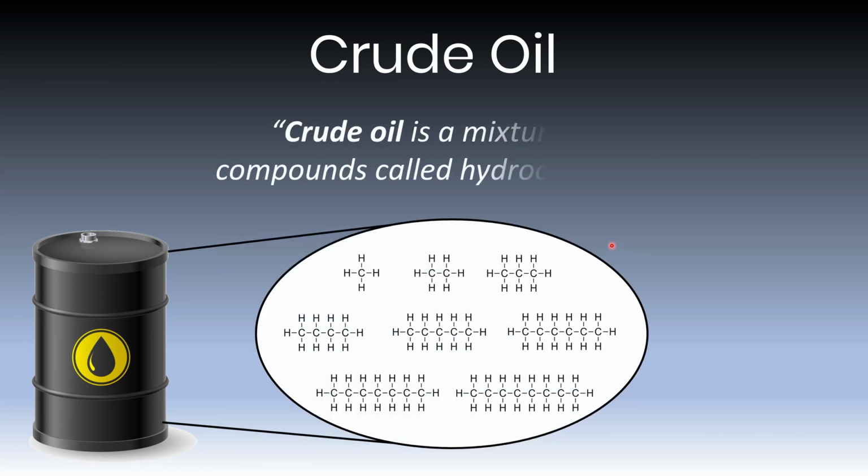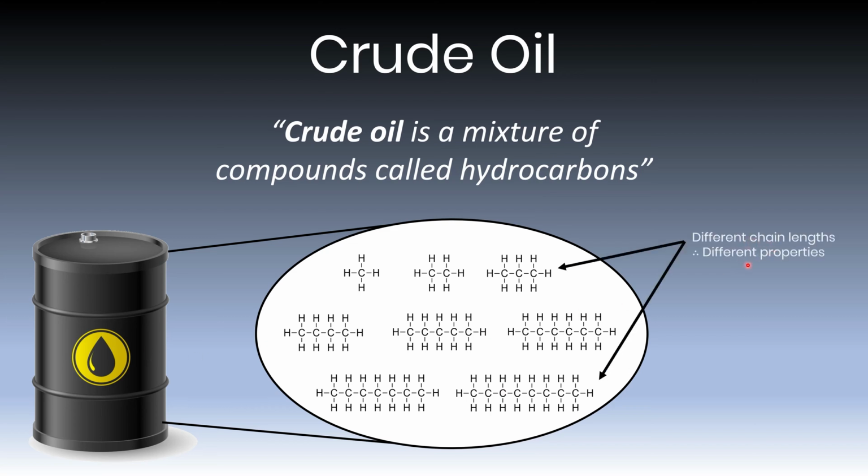Remember that crude oil is a mixture of compounds called hydrocarbons. And because it's a mixture of those hydrocarbons, we're going to have all of the different chain lengths present in the crude oil. The different chain lengths each bring with them different properties. So within crude oil, we're going to have some chain lengths that are shorter with really low boiling points, and other chain lengths that are longer with really high boiling points.